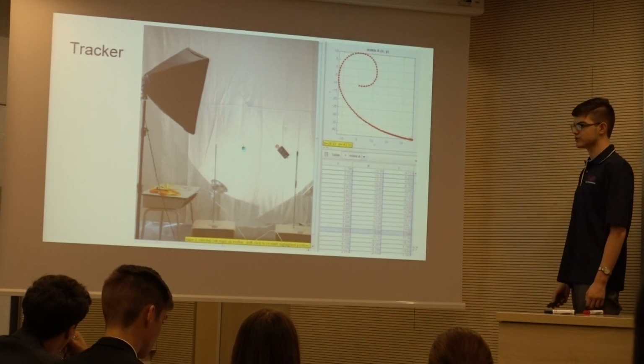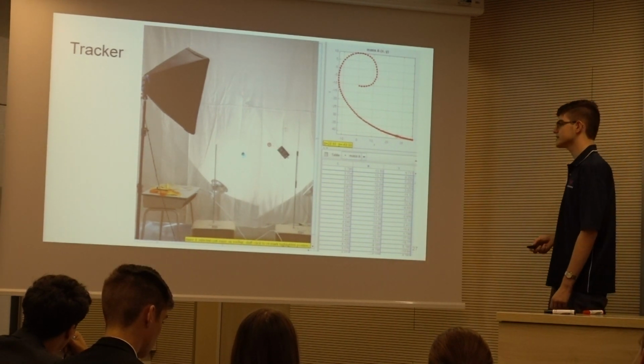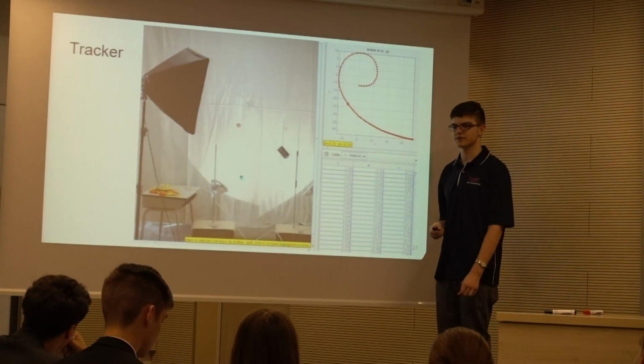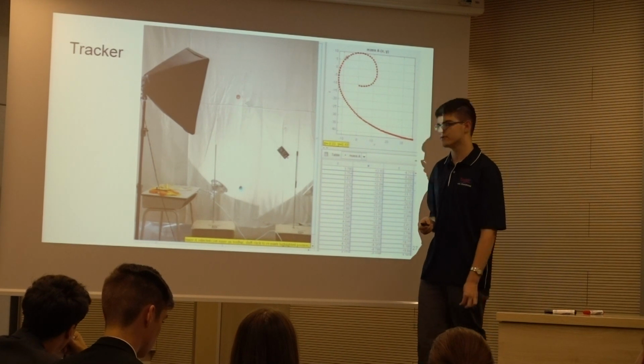We use a program called Tracker to track the position of the lighter mass at every time step. So here you can see each one of these dots represents the ball's position on a single frame of slow motion video footage.